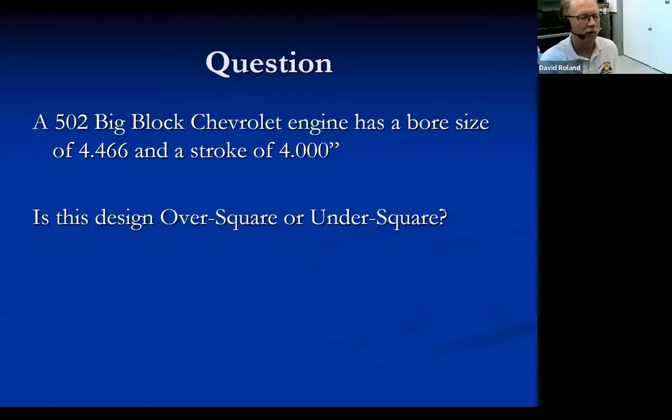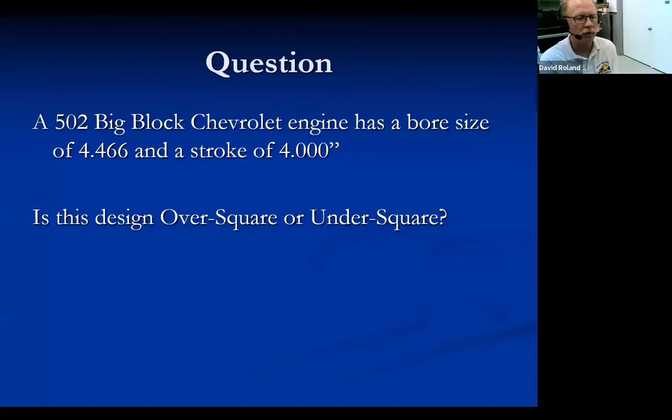Okay. Over square engines make great high-speed engines. They breathe air. They get air in very good. The air comes in and out better when the bore size is big. A lot of good things happen, but they don't necessarily make good industrial engines. Most of the industrial engines, tractor engines, constant speed engines tend to be under square.